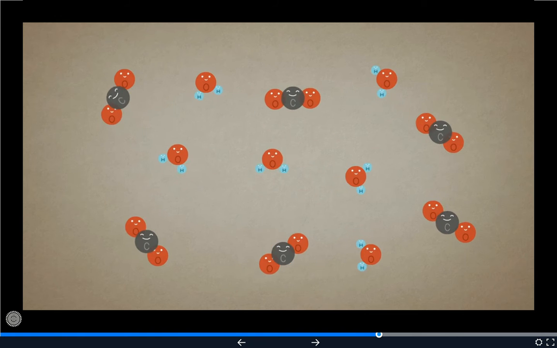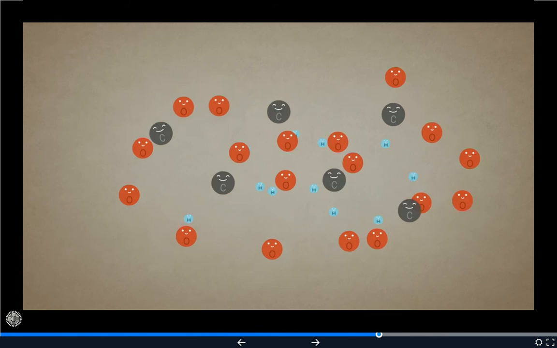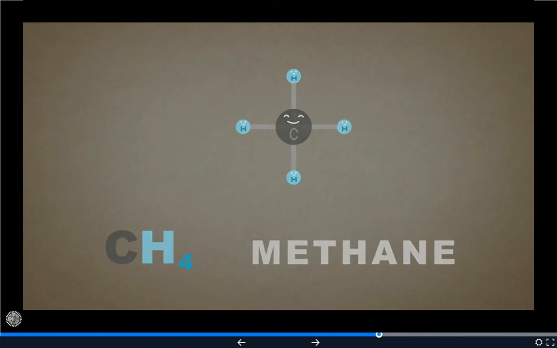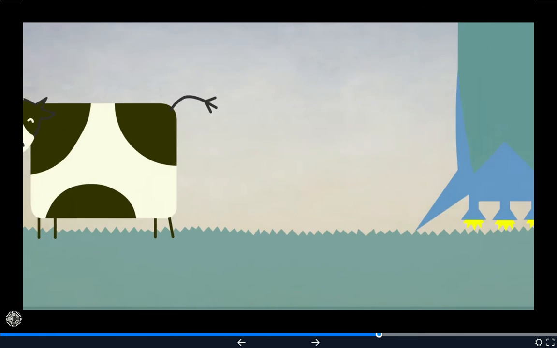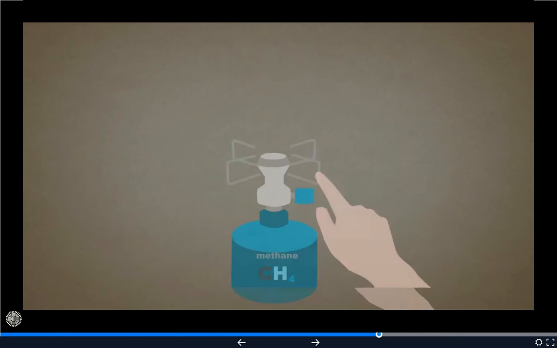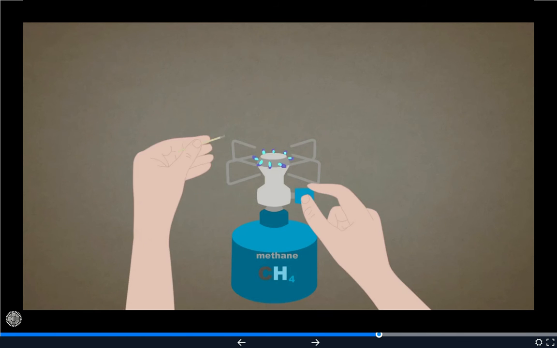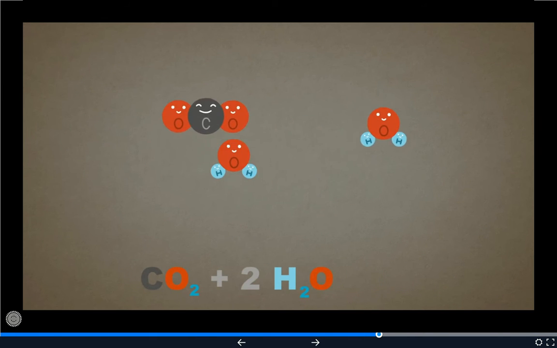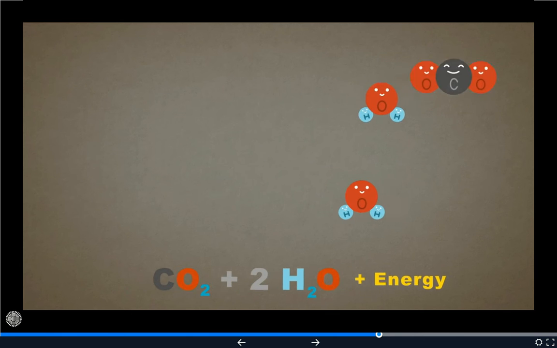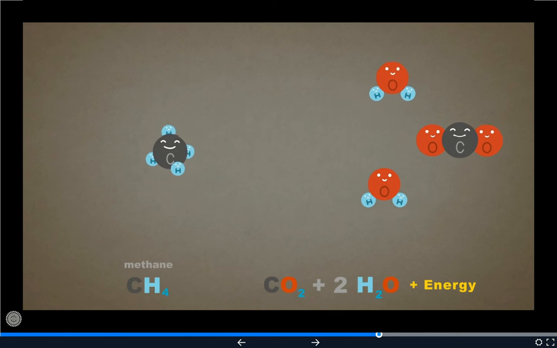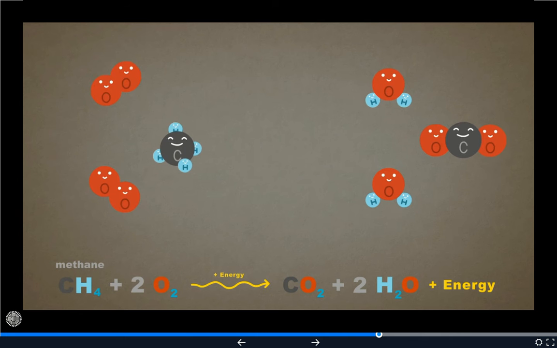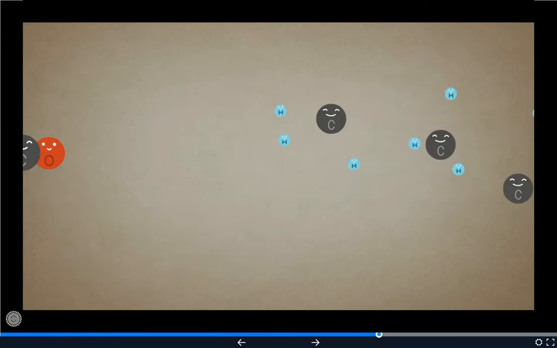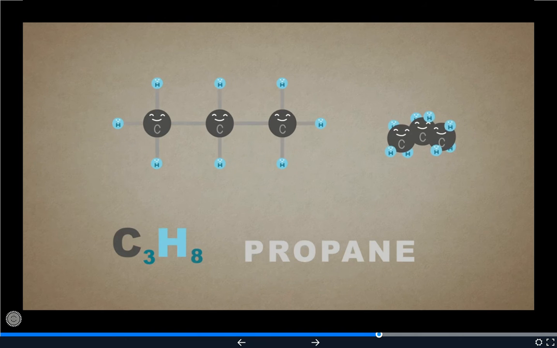Let's put a few of our atoms aside and try something a little more explosive. This here is methane, most commonly associated with cow flatulence, but also used for rocket fuel. If we add some oxygen and a little bit of energy, like you might get from a lit match, it combusts into carbon dioxide, water, and even more energy. Notice, our methane started with 4 hydrogen, and at the end, we still have 4 hydrogen, captured in 2 water molecules. For a grand finale, here's propane, another combustible gas.